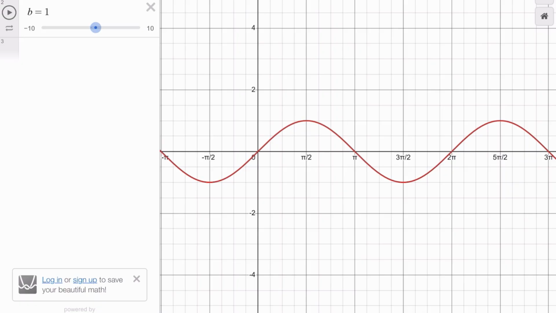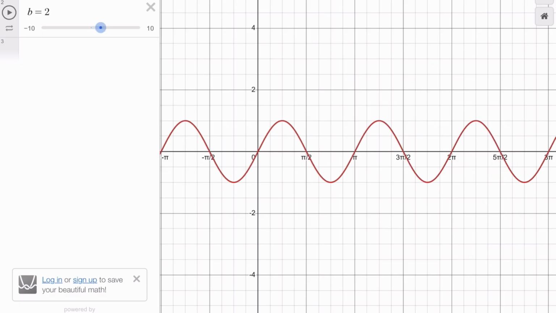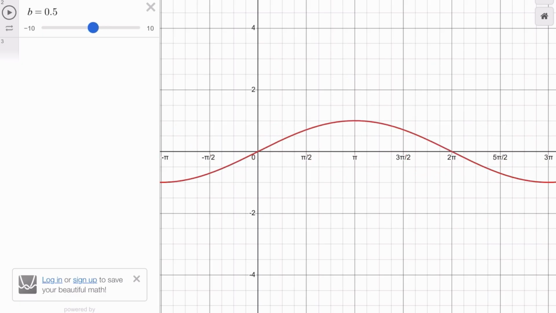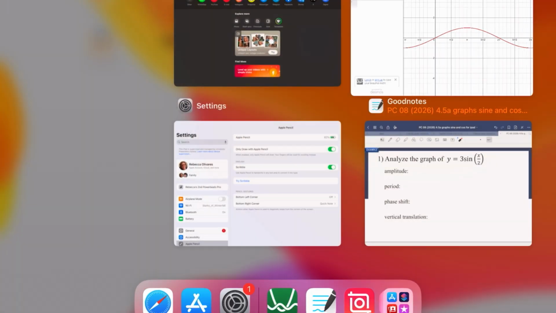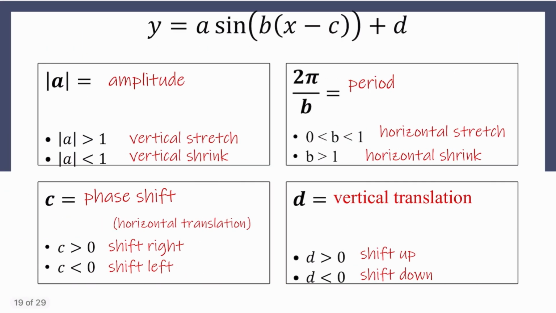What happens is when b is equal to 1, you get one complete cycle between 0 and 2 pi. If b was equal to 2, then you're going to get two complete cycles between 0 and 2 pi. And if b is equal to 0.5, you're going to get 1/2 of a cycle between 0 and 2 pi. So that's why if you want to find what the period is, you're going to divide your b value into 2 pi to find out how long it's going to take to get the whole period. So again, 2 pi divided by b is your period. And if the b is greater than 1, it's going to be a horizontal shrink.